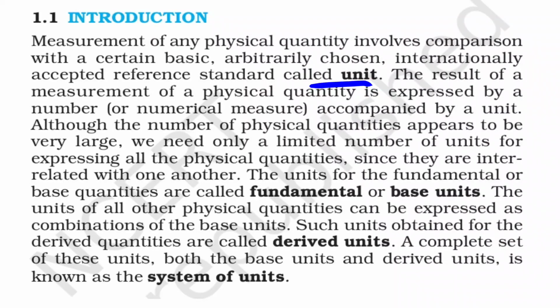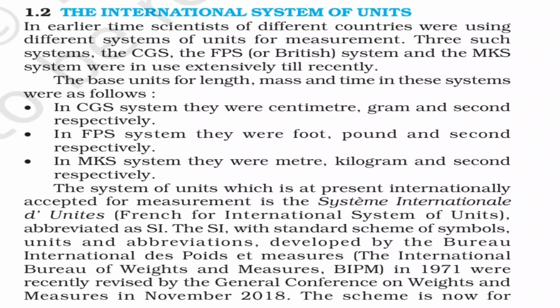Since they are interrelated with one another, the units for the fundamental or base quantities are called fundamental or base units. The units of all other physical quantities can be expressed as combinations of the base units. Such units obtained for the derived quantities are called derived units. A complete set of these units, both the base units and derived units, is known as system of units.